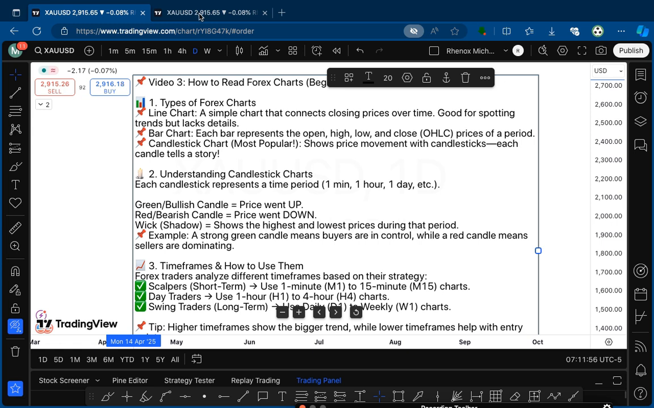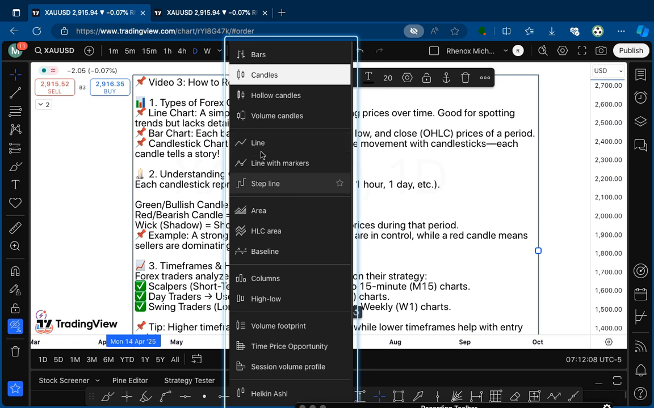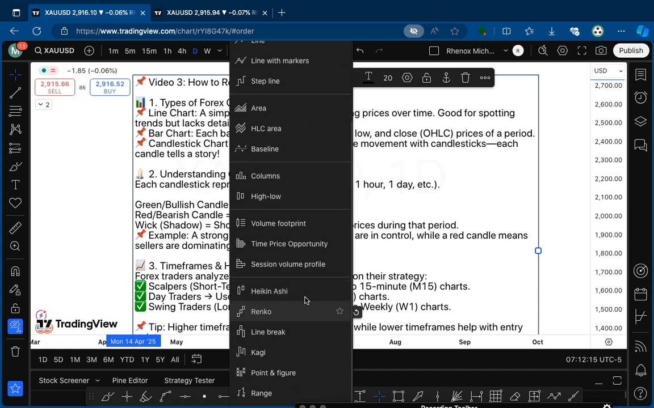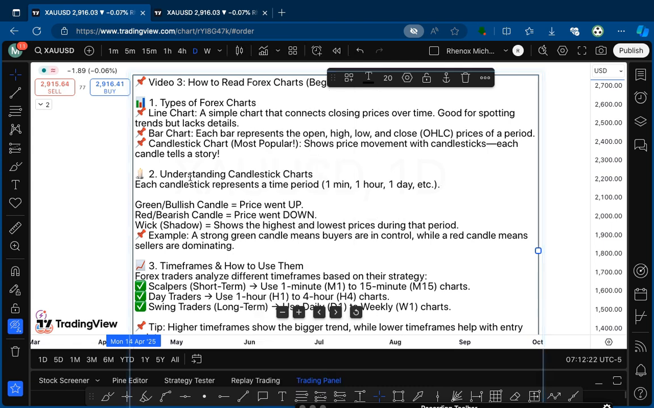So we have the line charts, the bar charts, the candlestick charts, we have many others. You see here we have the line with marks, we have step line, we have the area, we have the HLC area. A lot of ways to find out price movements have been developed over time, but these are the major ones known by traders. These are the ones that are primarily and mostly used by traders.